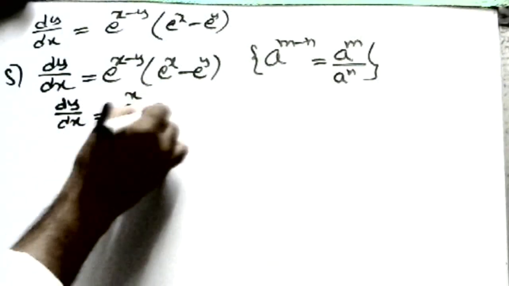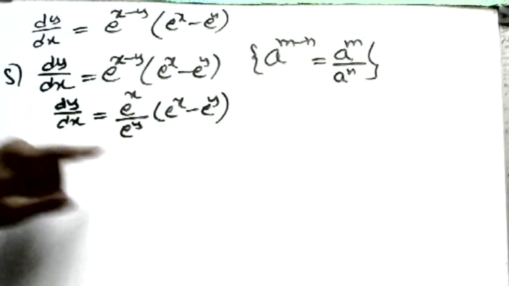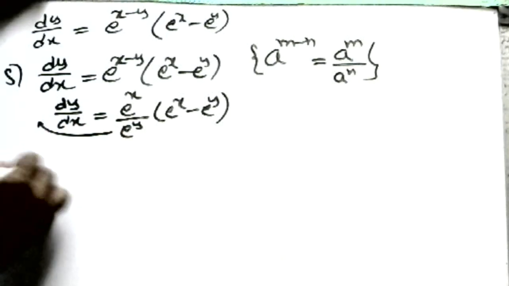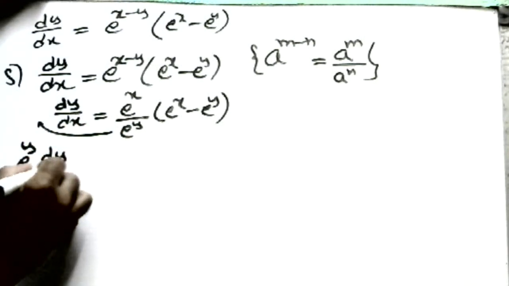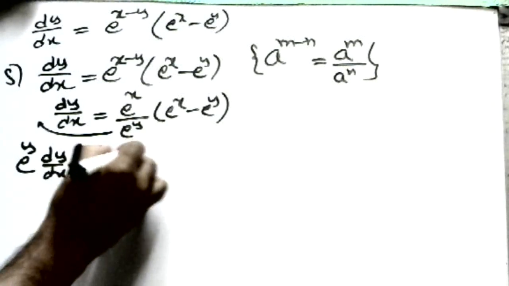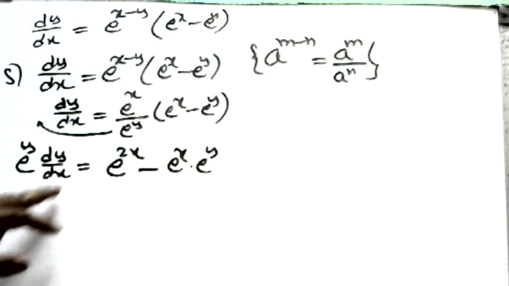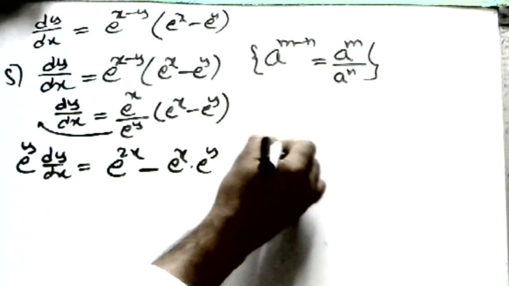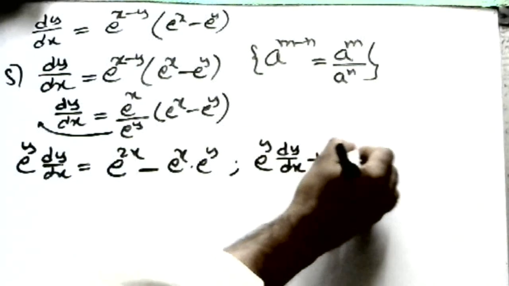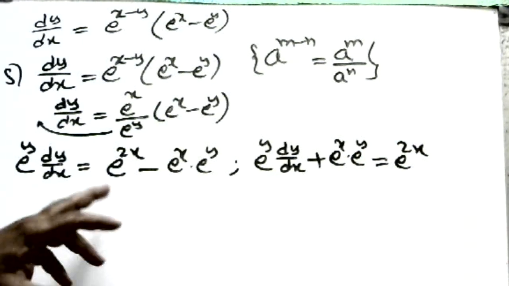So dy by dx equals to e power x by e power y into e power x minus e power y. So let me cross multiply this, bring this here, bring this here. So it will be e power y into dy by dx. Now what is left here? Multiply this one. E power x into e power x will be e power 2x minus e power x into e power y. Now bring this minus term here. It will be plus e power x into e power y equals to, what is left here? E power 2x.